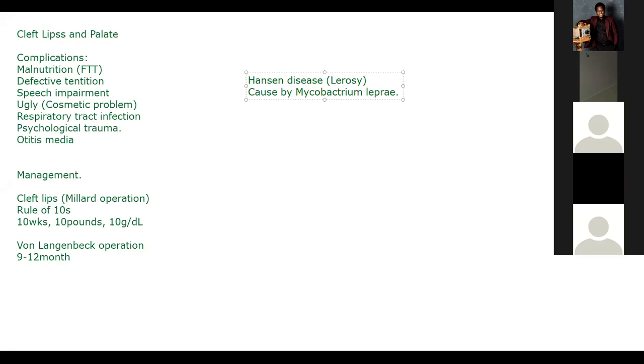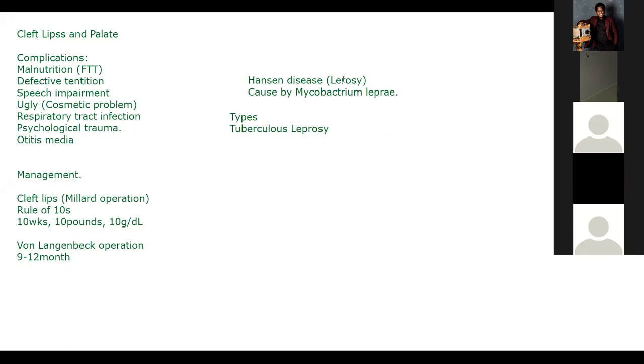Apart from that, you should also remember there are two types of it. There's the tuberculoid leprosy and there's the lepromatous leprosy. Please take note. So we have two types. And what do I mean by tuberculoid leprosy? What is meant by tuberculoid leprosy, doctor?